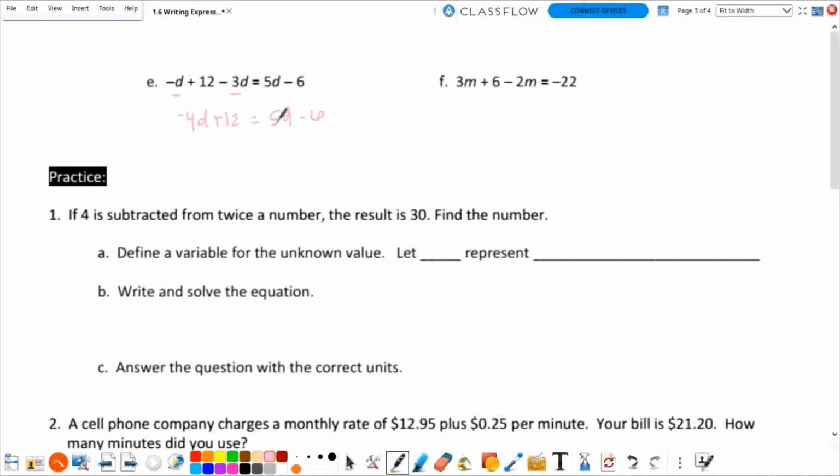And now we need to bring our variables together. So we have negative 4d and 5d. I'm going to subtract 5d from both sides. Okay, those are both negative. So we get negative 9d. Negative 9d plus 12.